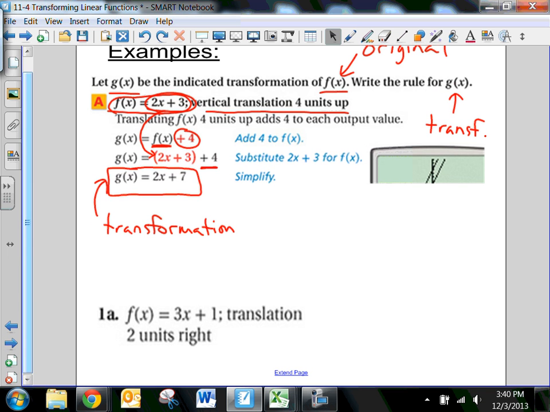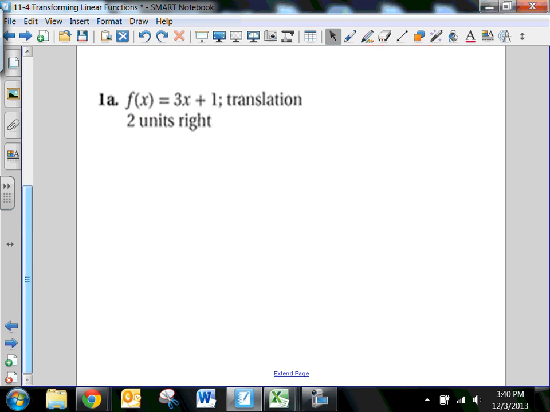Okay, and then let's do the next one. It says that f of x for this problem is 3x plus 1. F of x is 3x plus 1. And we want to do a translation that is 2 units to the right. And I know that if it's to the right, that's a horizontal shift right.